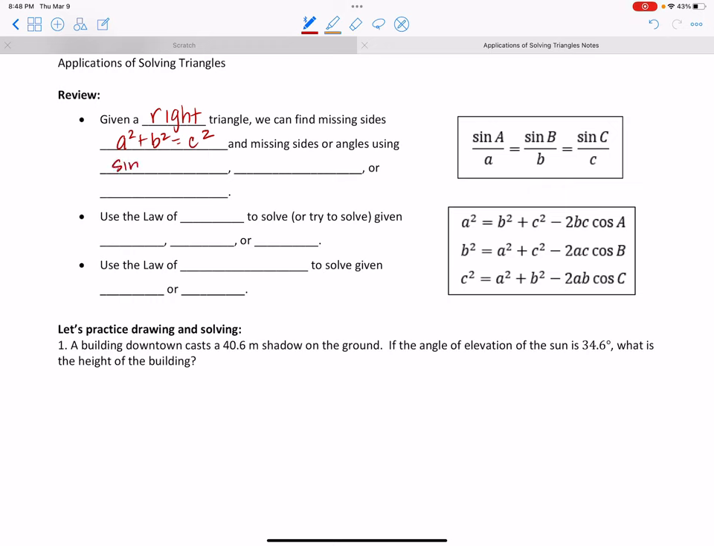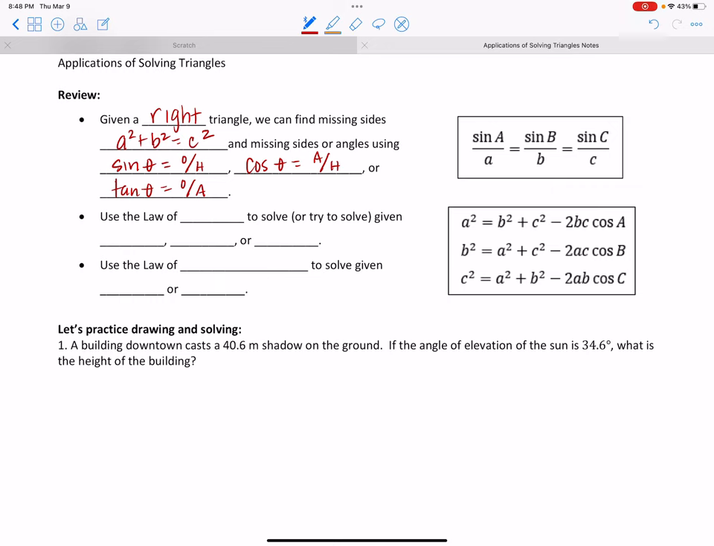So we could say that the sine of an angle is equal to the opposite side over the hypotenuse. We could say cosine of an angle is the adjacent side over the hypotenuse. And we can say that the tangent of an angle is equal to the opposite side over the adjacent side. And why did I use lowercase on that one? I don't know. But now I need to go back and fix it. Okay, so if we have a right triangle, lots of familiar ways to solve. Again, that would be best case scenario.